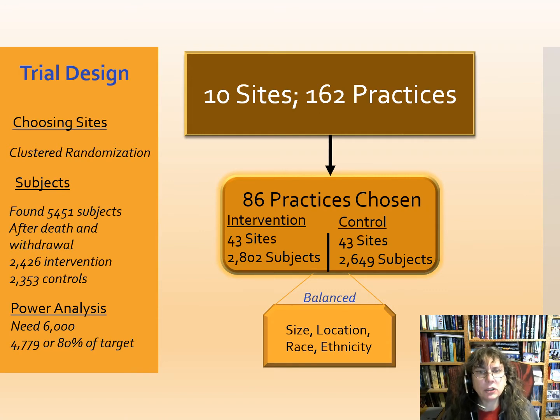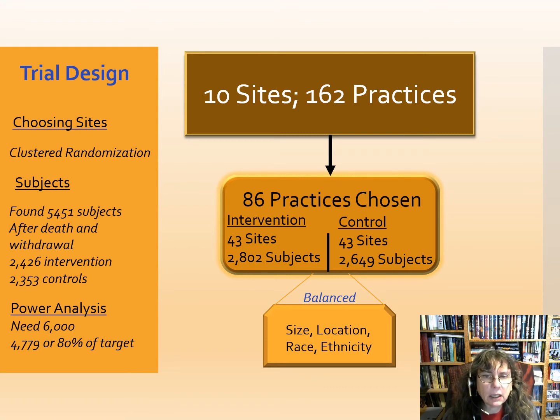From the 162, they used something called cluster randomization to choose just 86 practices, 43 to be interventions, 40 to be controls. The clustered randomization means, yeah, we're going to randomly choose them, but we're going to make sure that they're balanced in terms of the size of the sites. You don't want all large sites in interventions and small in controls, or locations. You don't want all rural control sites or urban interventions.